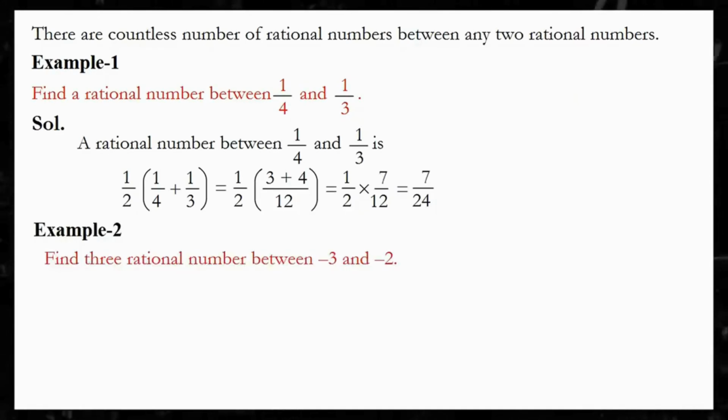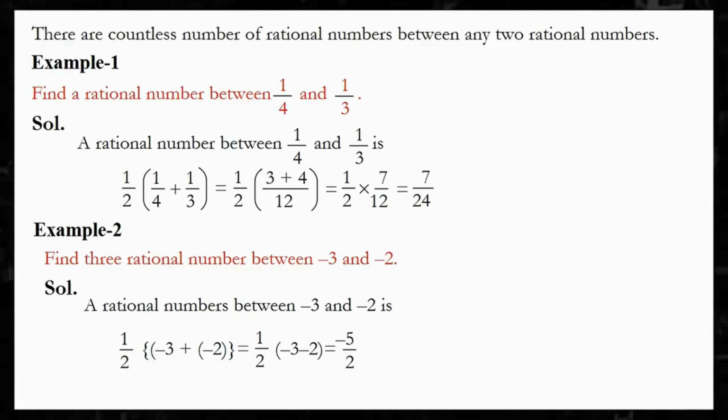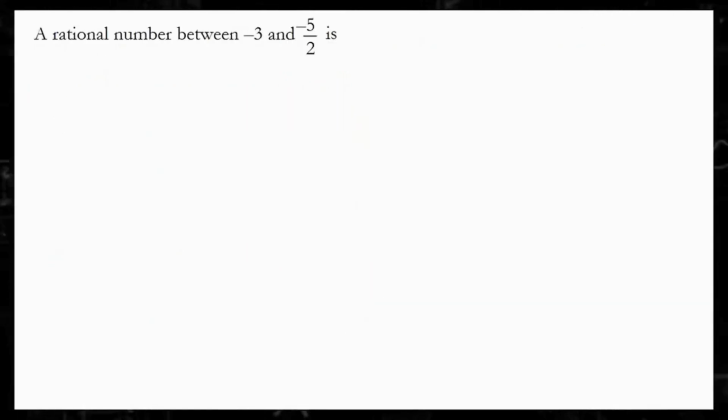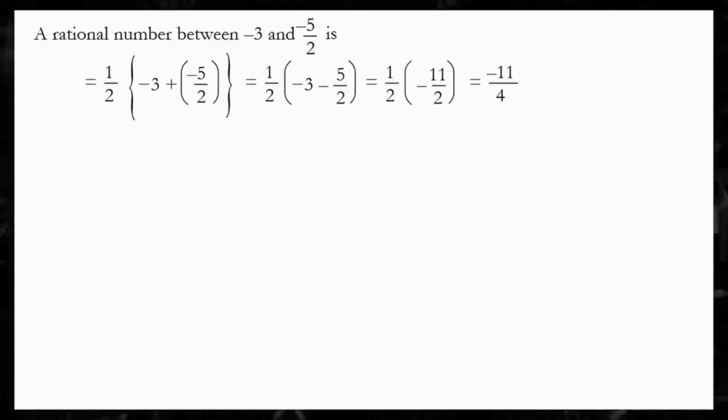Example 2. Find three rational numbers between -3 and -2. Solution. A rational number between -3 and -2 is 1/2 (-3 + -2), which is equal to 1/2 (-3 - 2), which is equal to -5/2.